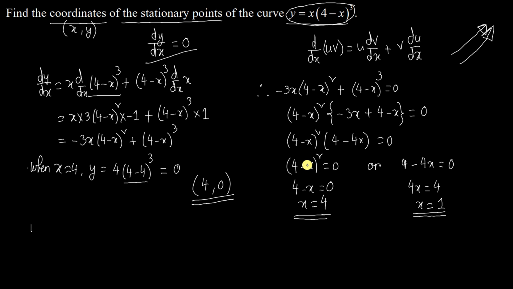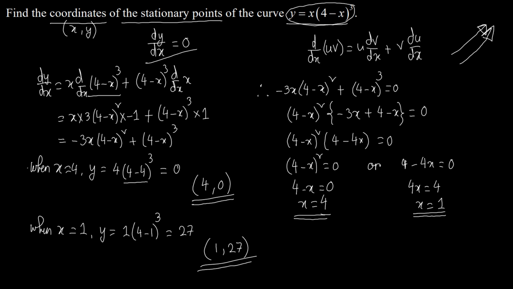Another one, when x equals 1, then y equals, we can apply this in the main equation again, 1 into (4 minus 1) to the power 3, which gives us 3 to the power cube, which is 27. So our another coordinate of the stationary point is 1 and 27. So these two are our answers. This is the first answer, and this is the other answer.